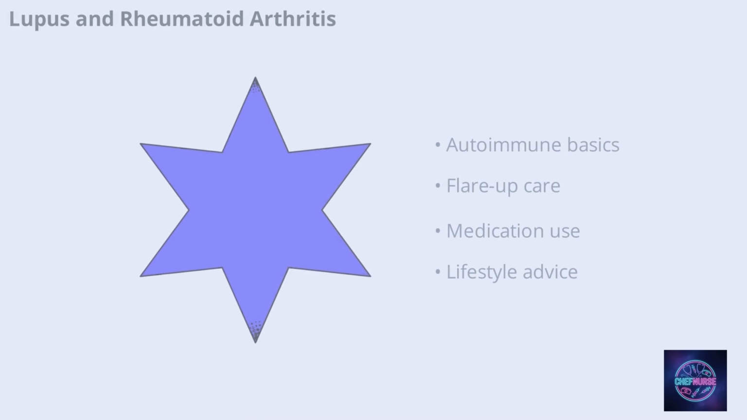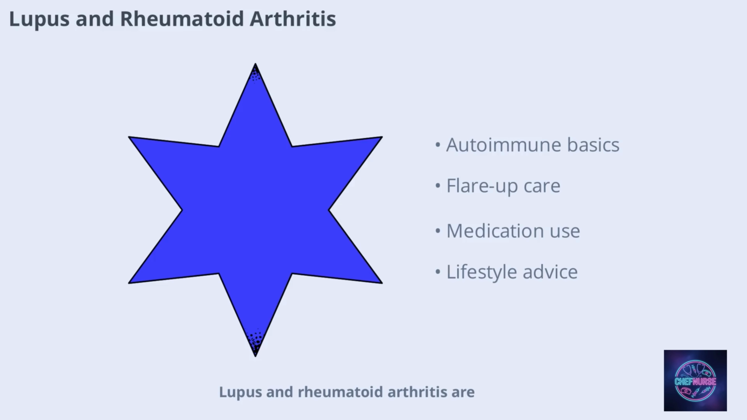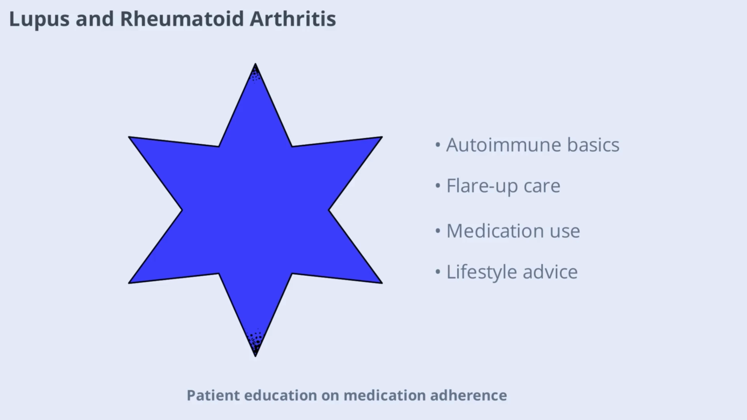Lupus and rheumatoid arthritis are autoimmune disorders with unique management needs. For the NCLEX, know the assessment findings, medication management, and patient education for each. Recognize the signs of flare-ups and the importance of infection prevention. Patient education on medication adherence and lifestyle modifications is also important.